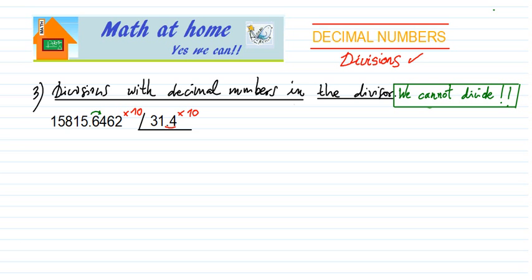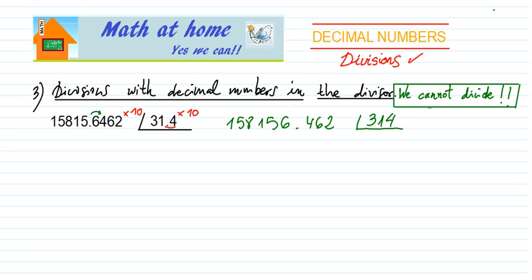So now our new dividend is 158,156.462 divided by, and when you multiply 31.4 times 10, you get 314. Perfect. Divided by 314. And this is the division we have to do. And let's do it. Let's take the red pen.